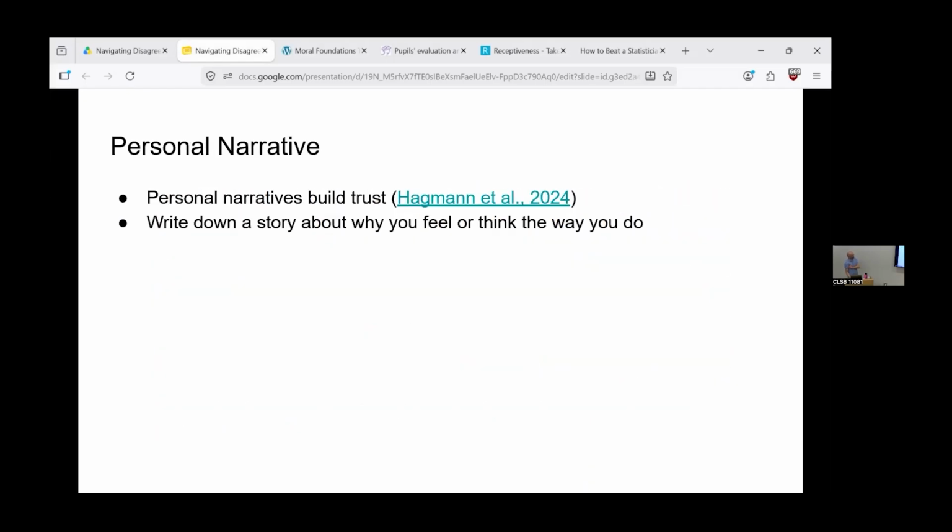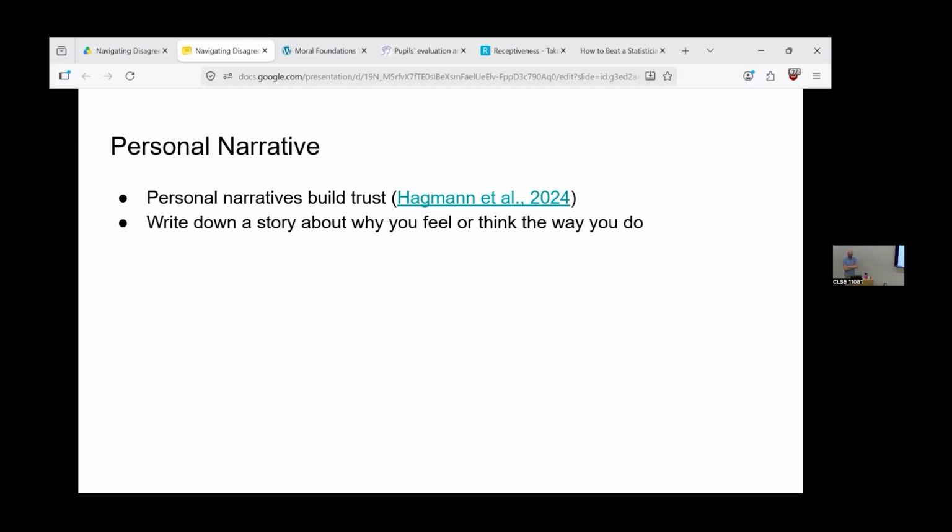All right. Another piece of advice when you're expressing your disagreement is that personal narratives build trust. This is found in this Hogman et al. 2024 study. If you may remember, on an earlier slide I talked about a non-judgmental exchange of narratives. That's from a 2020 study that also showed that talking about your personal experience builds trust like this. And so this is an option.